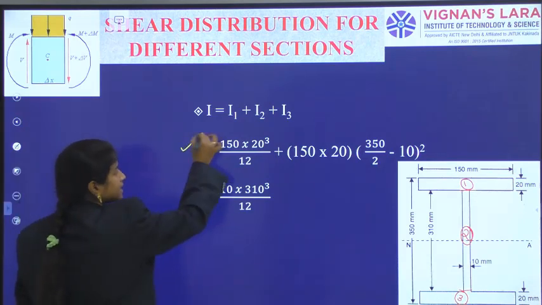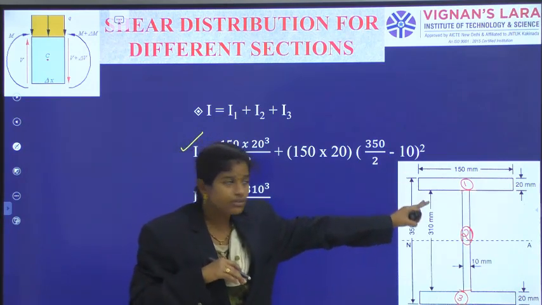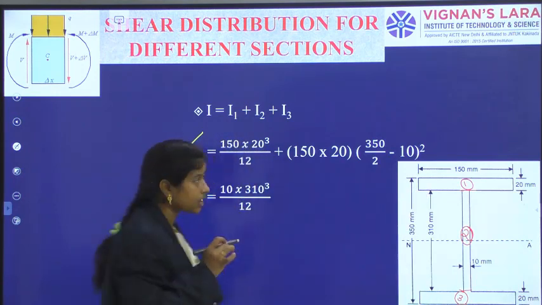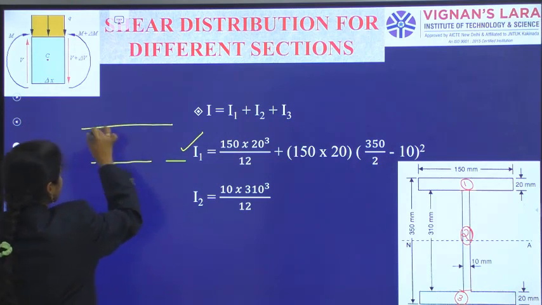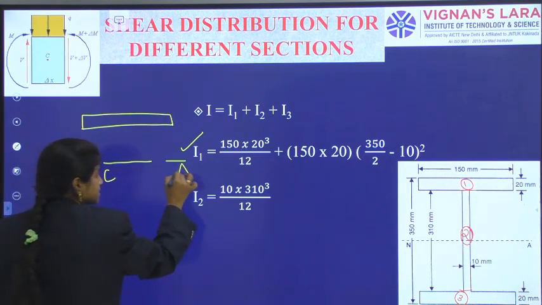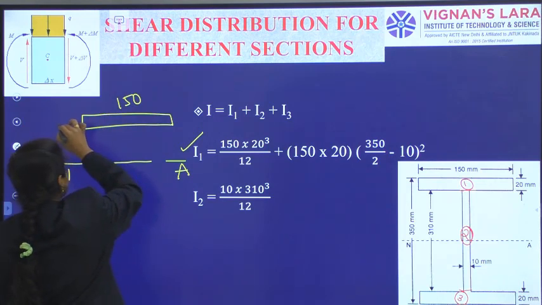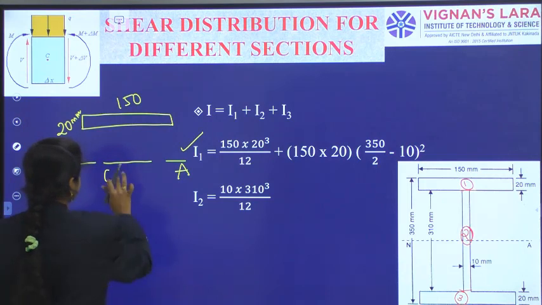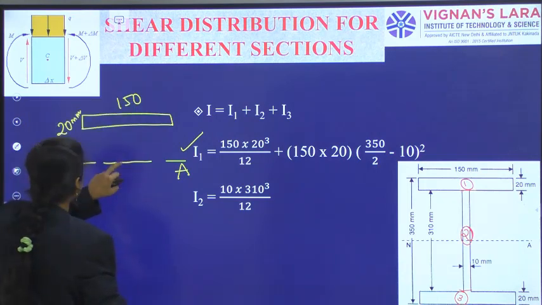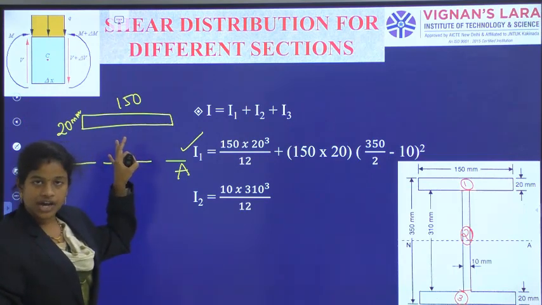And how can I calculate this I1? See here, when I am observing only that segment, I should observe that segment only, not the remaining ones. Okay, so I am drawing the neutral axis line and giving the top flange only. Only about the neutral axis I should calculate. That neutral axis I have given and the top flange of 150 by 20 I have drawn. So only for this top flange I should calculate the moment of inertia.